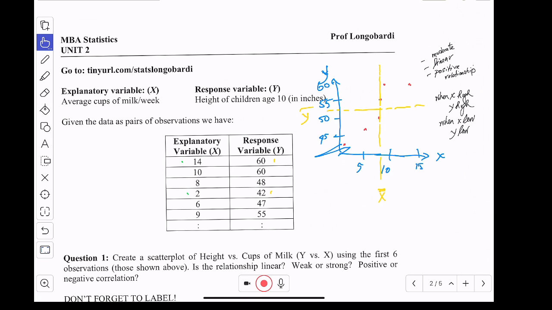Okay, so what we've just done is we've answered question 1. Create a scatter plot of height versus cups of milk. Notice I say height versus cups of milk. This means the first one is always the y versus the second one is always x. Okay, so we say y against x or height against cups of milk. It's just the terminology we use. Is the relationship linear? Yes. Is it weak or strong? We say it's moderate. Is it positive or negative? It's positive. So we've taken care of that. Any questions?